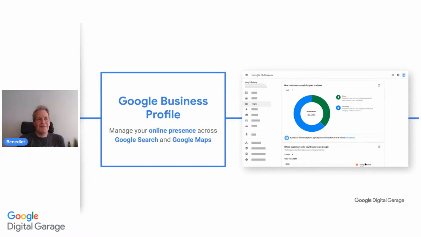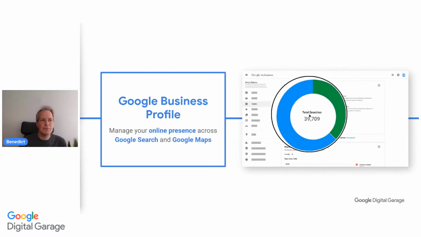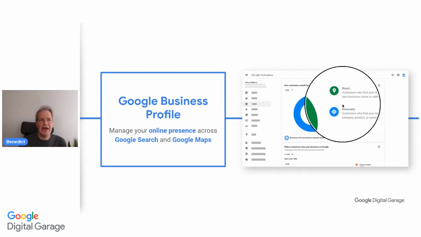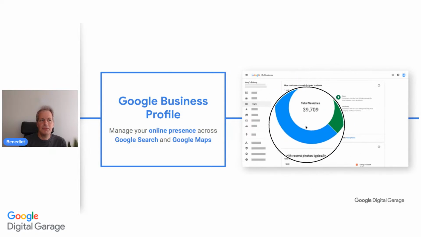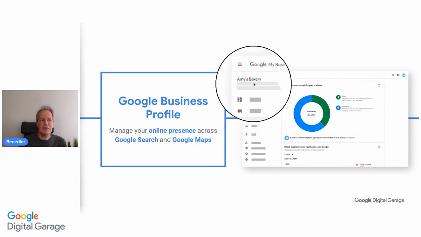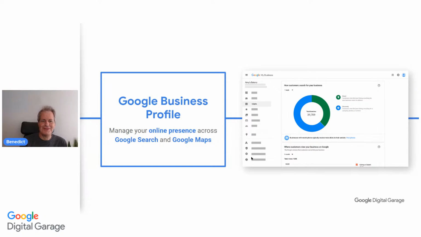So, Google Search and Google Maps. Here you can see a little bit of the analytics that they've got, how customers search for your business. Searches over here, and direct and discovery. You can see the percentages over there, and you can see the typical things over here. So when you see this, that is you on Google Business Profile.